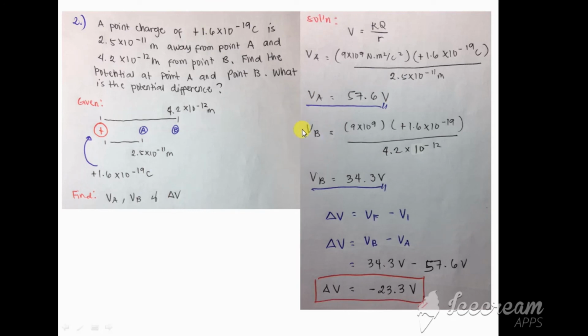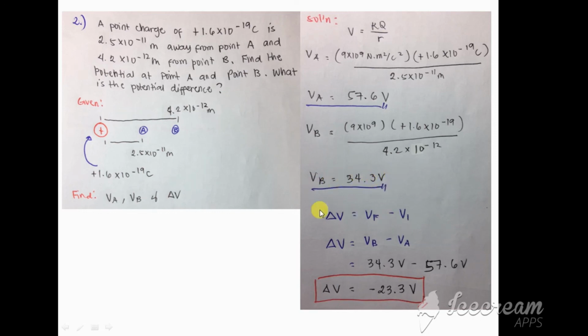Now for electric potential B, apply the same Coulomb's constant times the charge. Okay, so it's 1.6 times 10 raised to -19 over 4.2 times 10 raised to -12 meters. Now take note, this is the distance for point B. Now kindly check on your calculator if you get the same answer. The result is 34.3 volts.